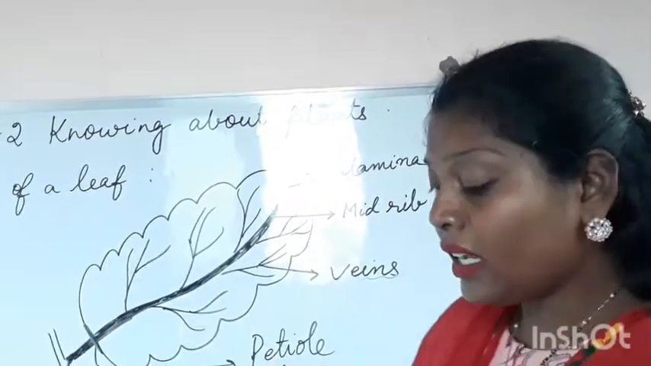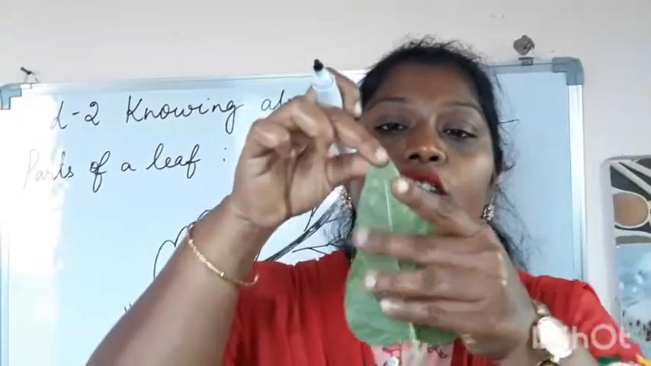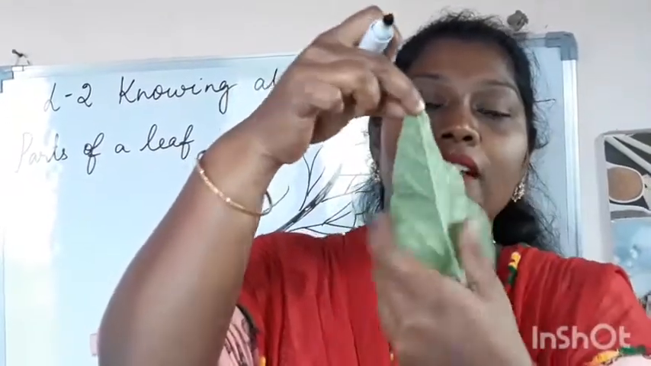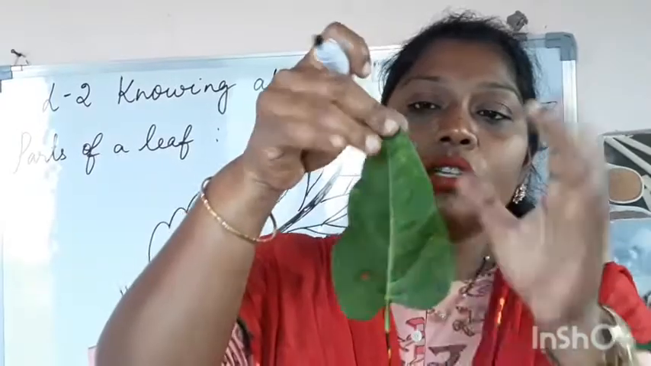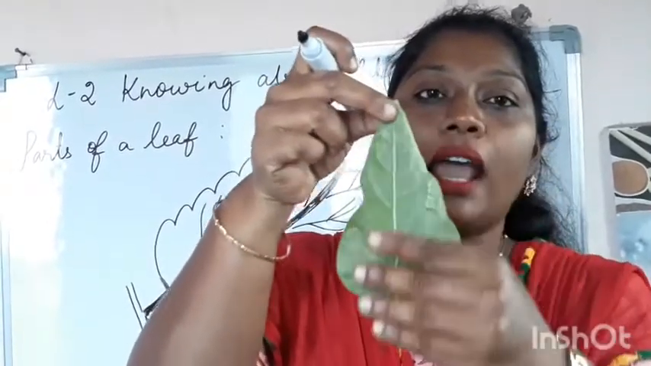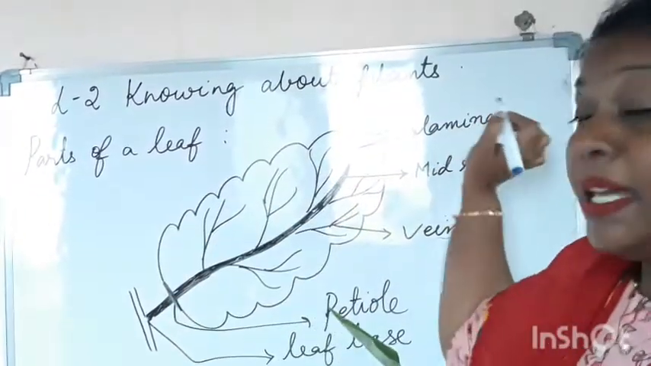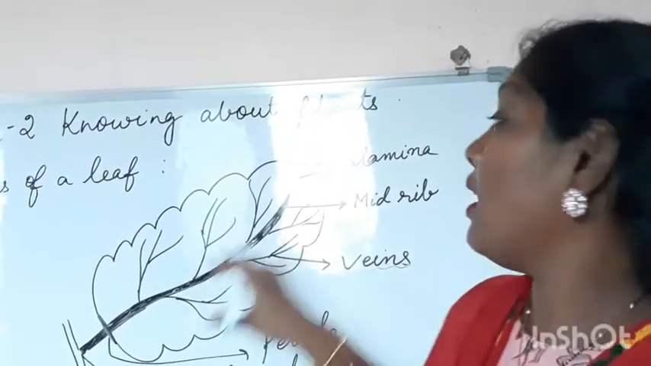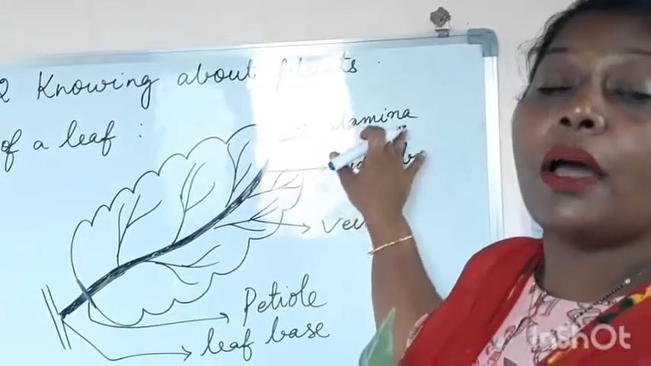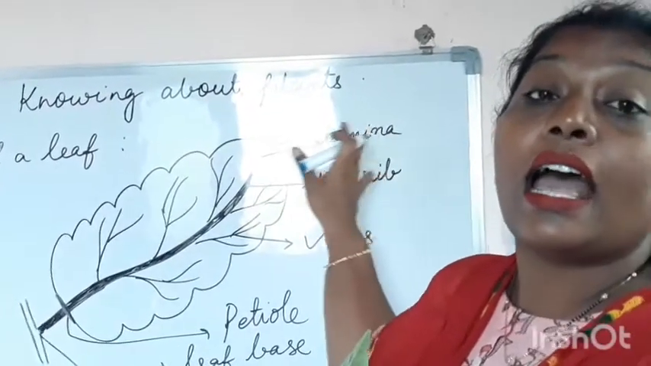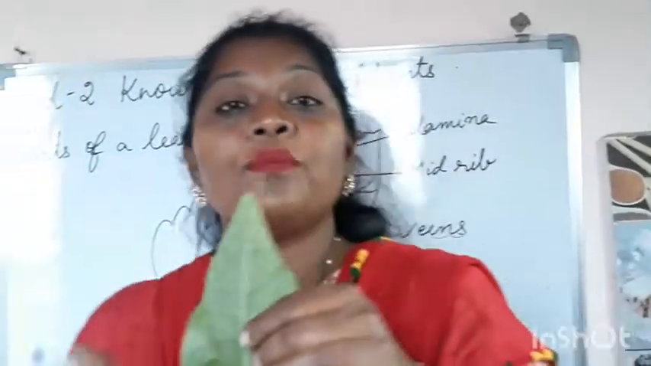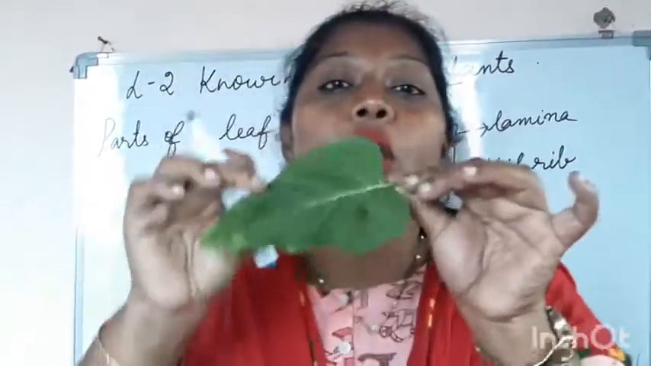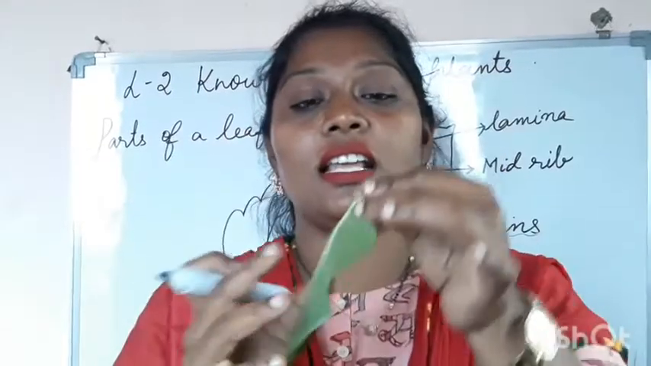Okay. And also here you are having a face. Yes. See, this is one face and this is one face. So this face is called the lamina. What is it called children? Lamina. L-A-M-I-N-A. Lamina. So children, if you observe the leaf clearly, you can see all the parts in this leaf.